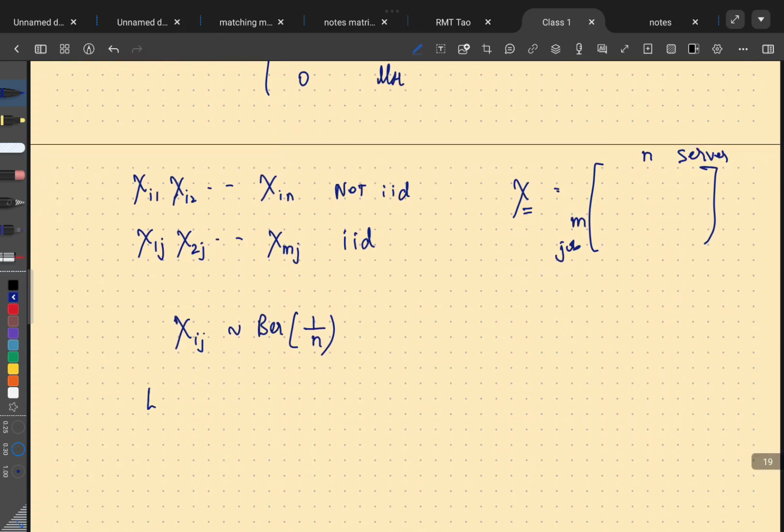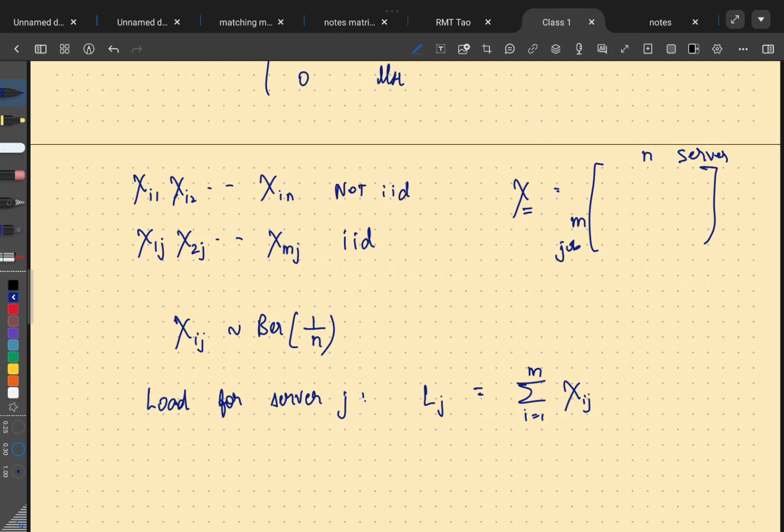Great. So now if I look at the load for server j, let's call it L_j. What is it in terms of the chi_ij's? Can I write it in terms of the chi_ij's? Correct. It's just the sum of the chi_ij's, over i equal to 1, 2, up to m possible jobs. So it's just the sum of the chi_ij's.